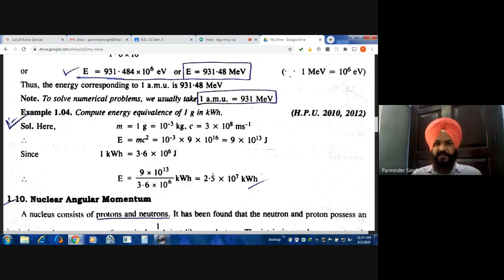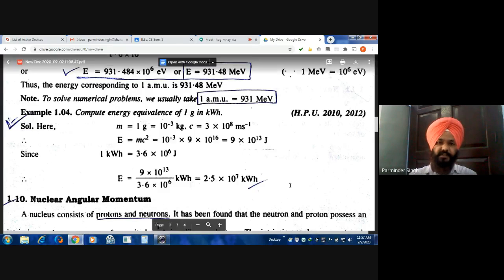Now we can convert this energy of joules into kilowatt hour. 1 kilowatt hour is always equal to 3.6 into 10 raised to power 6 joules. So energy in joules will be converted into kilowatt hour by dividing the term with 3.6 into 10 raised to power 6. And the final result is 2.5 into 10 raised to power 7 kilowatt hour. So this is the calculation of energy in terms of kilowatt hour.